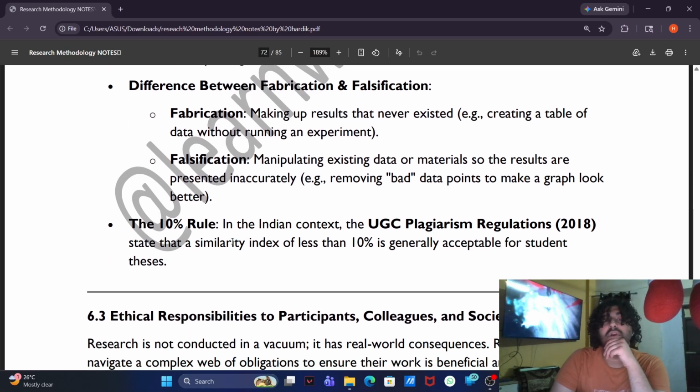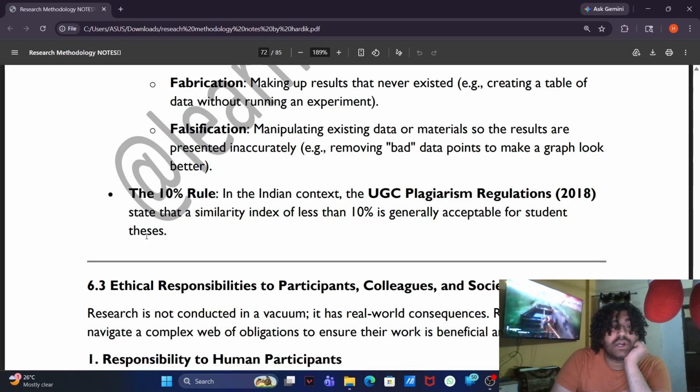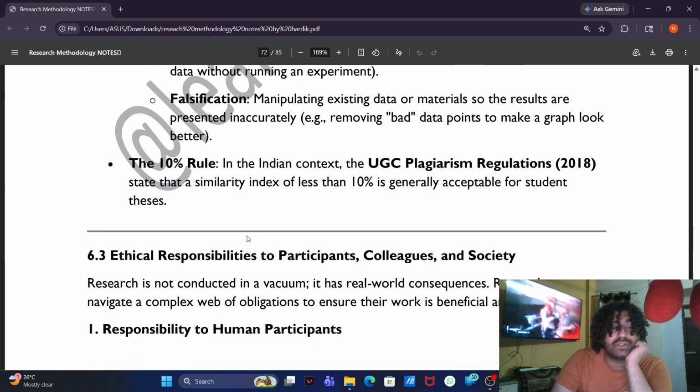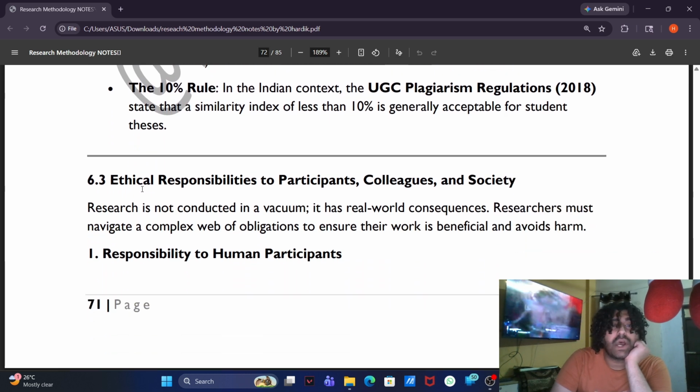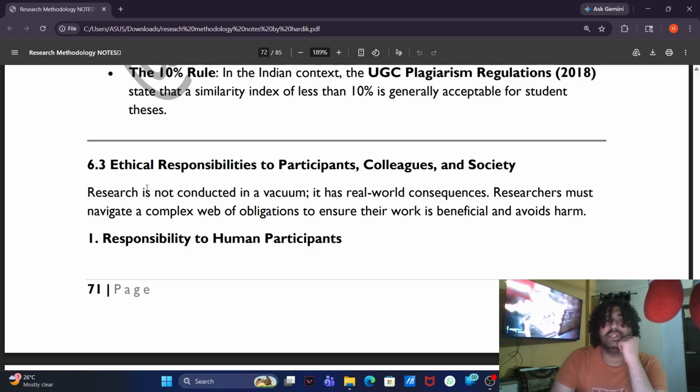The 10% rule. Indian context: the UGC Promotion of Academic Integrity regulations 2018 state that a similarity index of less than 10% is generally acceptable for student thesis. Next subtopic, ethical responsibility to participants, colleagues, and society.